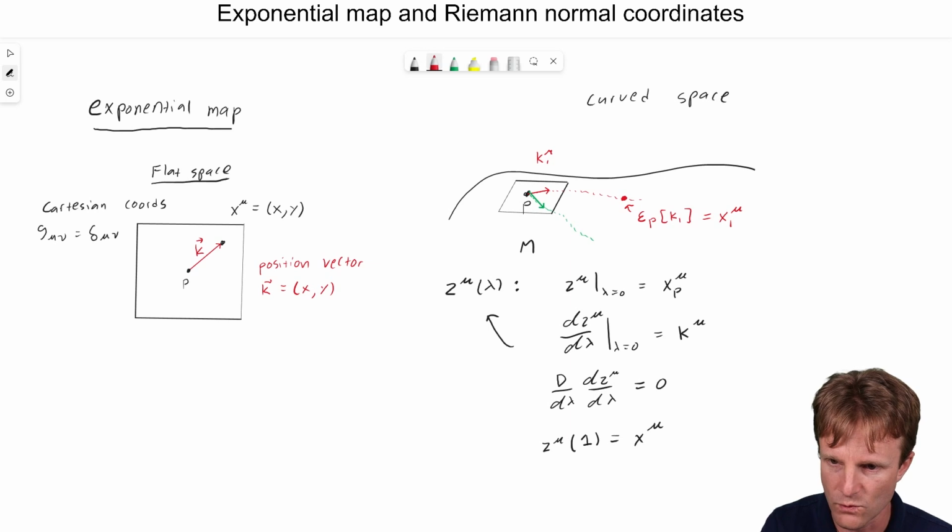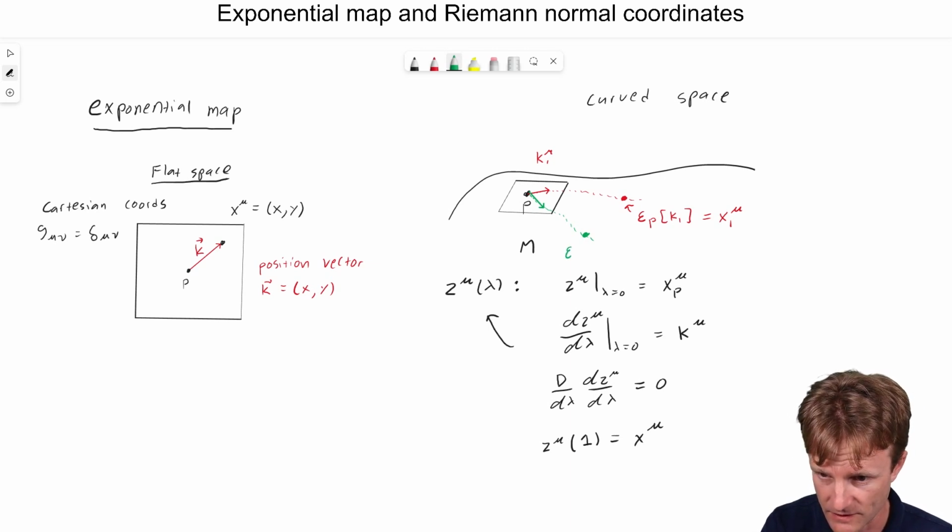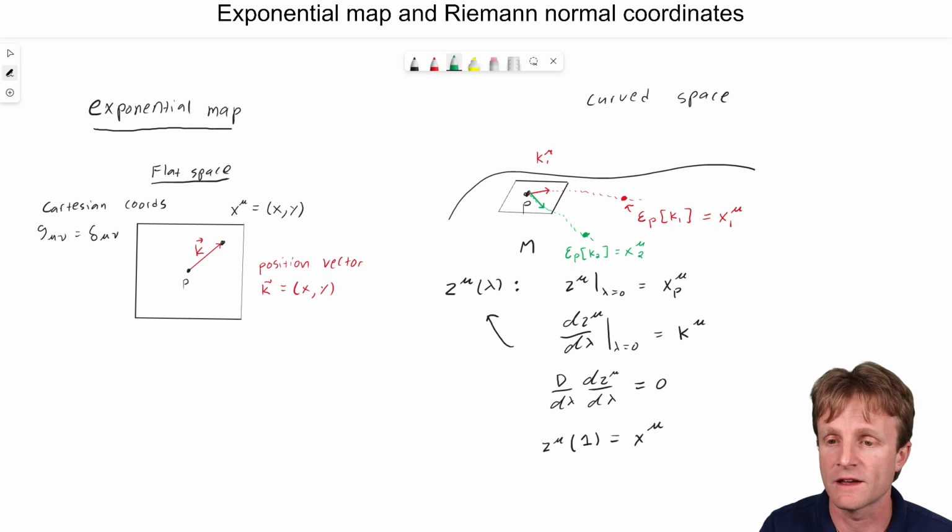I'll call this x^μ_1 because it's the one mapped by k^μ_1. And then this one here is a unit affine parameter along the green curve. I'll call that the exponential map at P of k2 is x^μ_2, has the coordinates x^μ_2, and so on. And so every vector in the tangent space will map to some point on the manifold. Now I'm drawing pictures here as if it all works quite nicely every time, but you should keep in mind that the existence theorem for solutions of ordinary differential equations only guarantees that these curves exist for some finite lapse of parameter, λ.